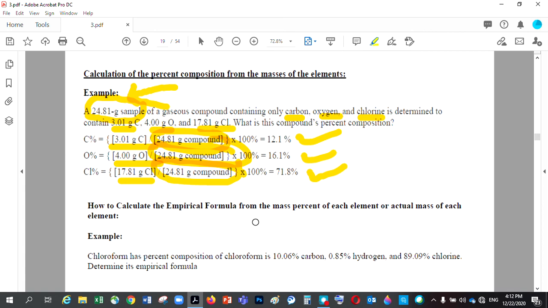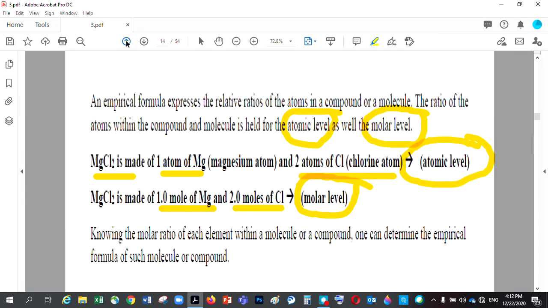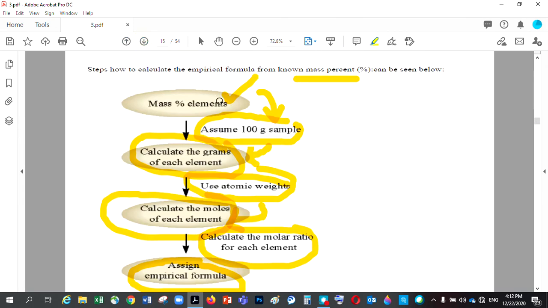Now let's look at how to calculate the empirical formula from the mass percent of each element or the actual mass of each element. This can sometimes be a little confusing for some students, but it's very easy. Let me go back and give you a hint for that. Let's go back to the slides here.